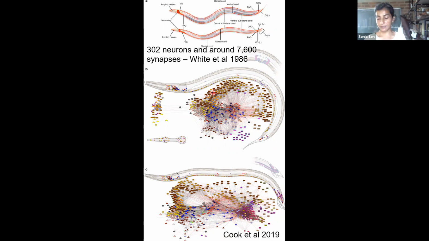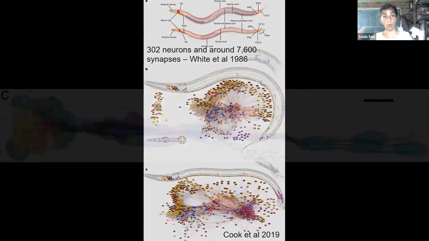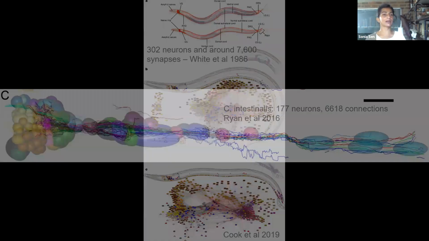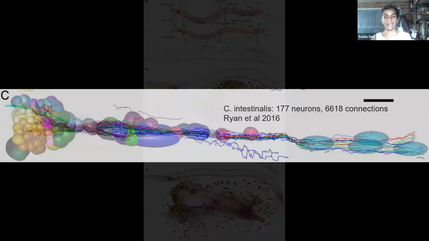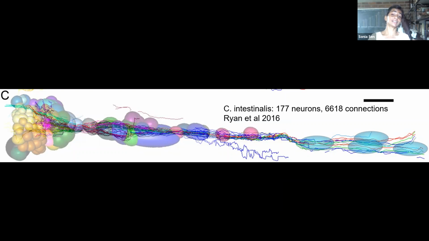Okay. But similar efforts, you can imagine, have been taken in more complex organisms. So here is Ciona intestinalis. Does anyone know what that is? It's called a sea squirt. Does anyone know what a sea squirt is?